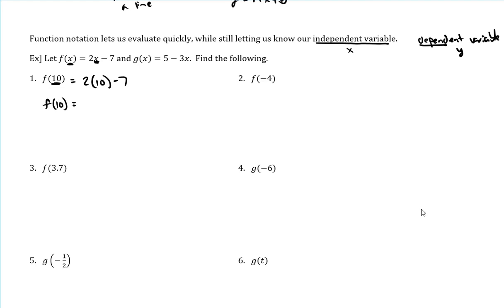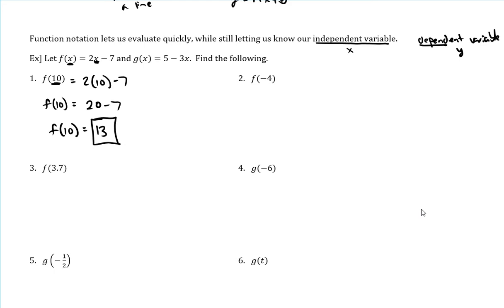So on the left, we're just going to rewrite. On the right side of the equals, we'll do our order of operations. So 2 times 10 is 20. And then afterwards, we'll minus 7. So 20 minus 7 is 13. So that's it. That's our answer. So that's the evaluation of it.